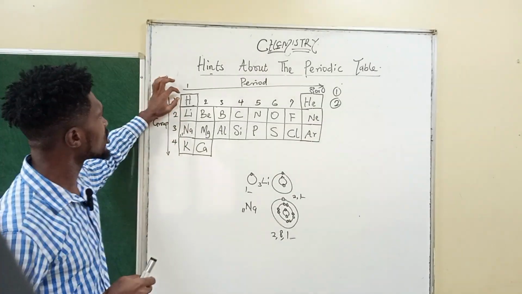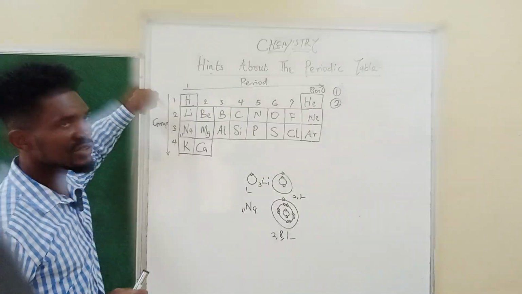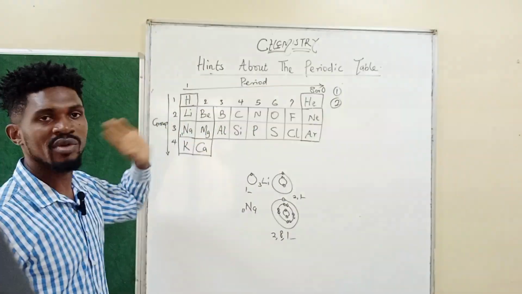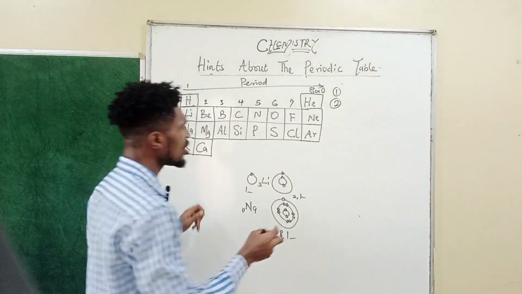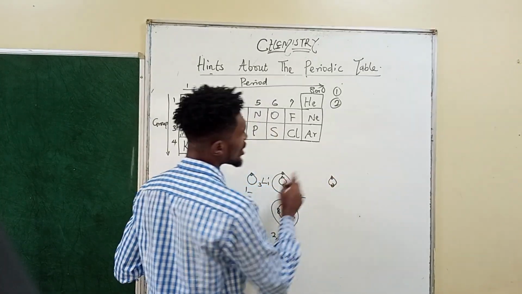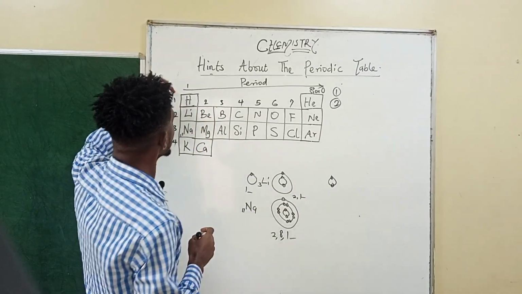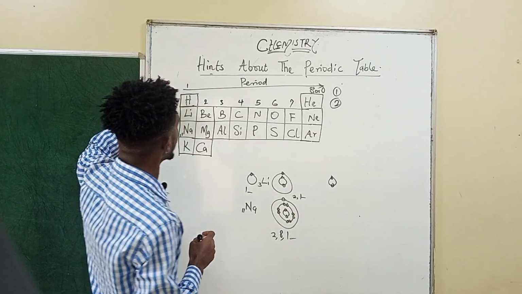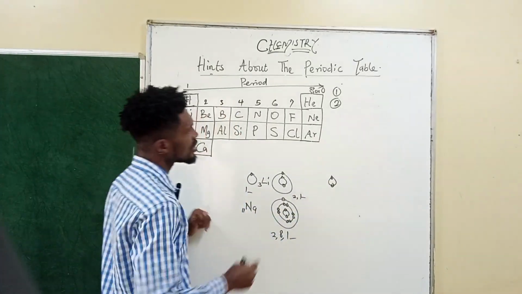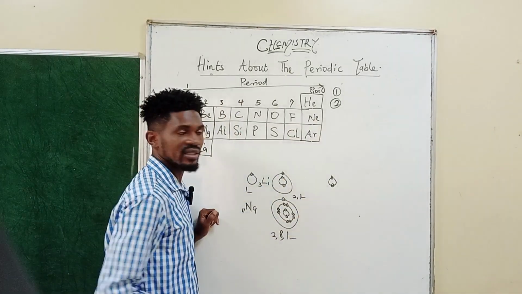The exception being hydrogen. Let me go back to the first one again, where I said elements in the same group have the same number of electrons at the outermost shell. Helium actually is an exception. Helium has 2 electrons at the outermost shell. This is 1, 2. This is helium. Then many ones have 8 outside.